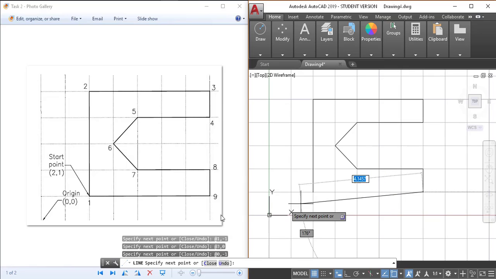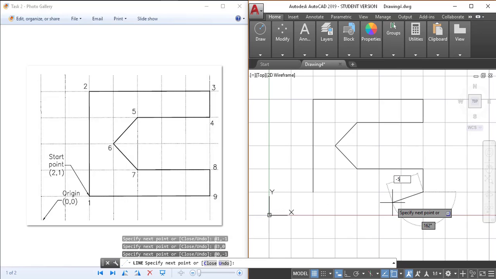Now we have to move back to point 1. So how much do we have to move? 1, 2, 3, 4, 5. So -5, 0 and press enter to get out of the line command. We can also do this by using the C alphabet to close the diagram.